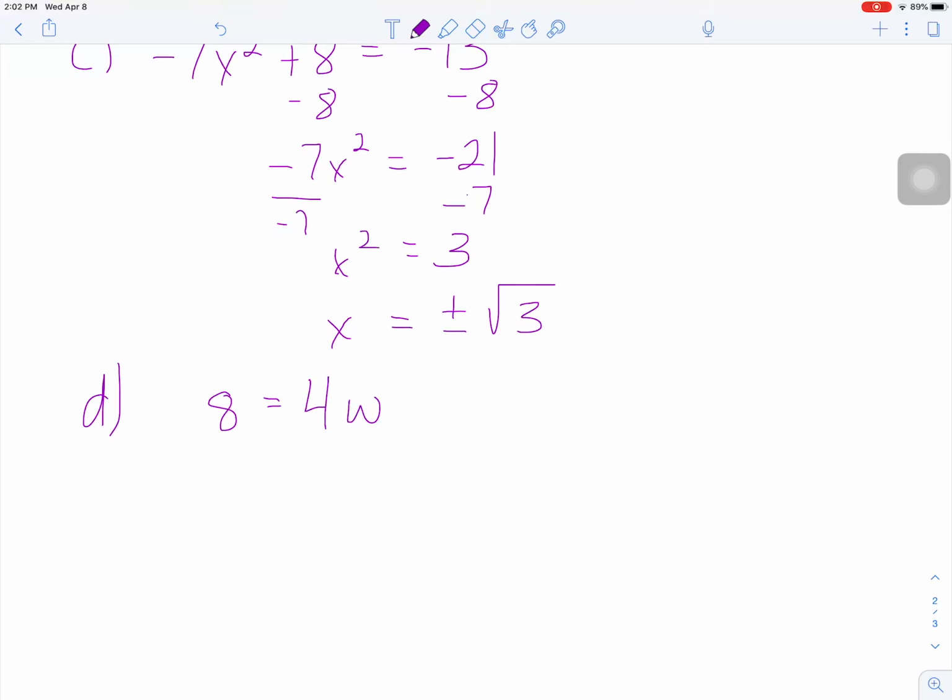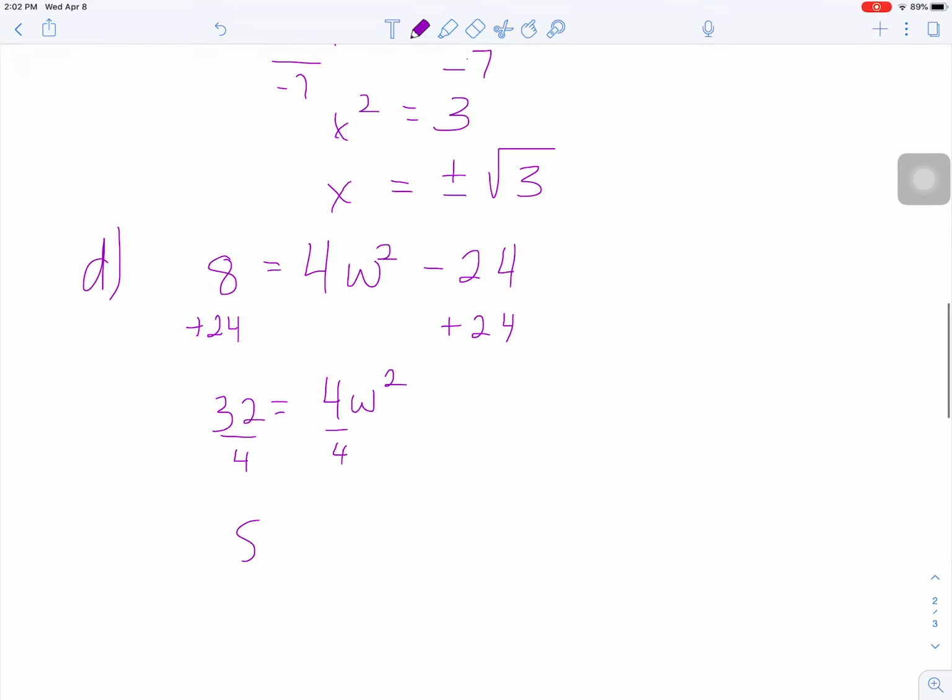8 equals 4w squared minus 24. Try it on your own, see how you can do. Here's your solution. We're going to add 24 to this side, and add 24 to this side. So now we have 32 equals 4w squared. Now we're going to divide by 4 on both sides. We get 8 equals w squared.